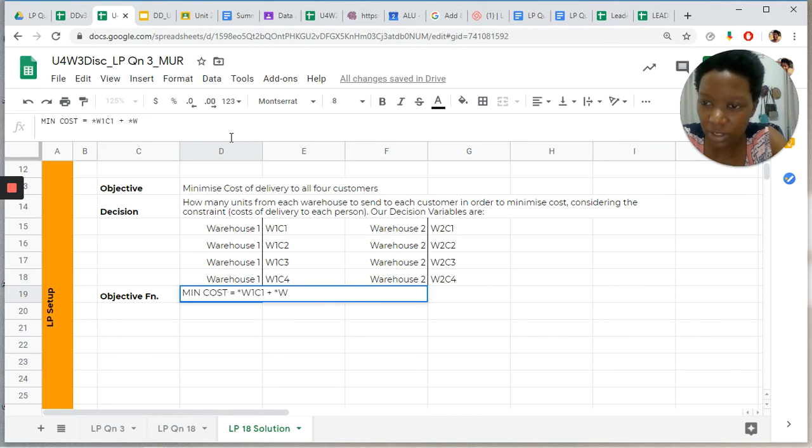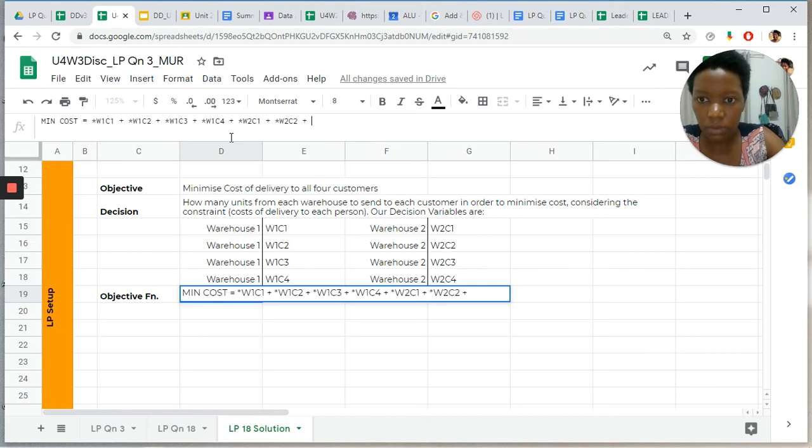Let's do this in order of warehouses. Warehouse 1, customer 2. Also warehouse 1, customer 3. Also warehouse 1, customer 4. Then I can go to warehouse 2, customer 1, warehouse 2, customer 2, warehouse 2, customer 3, and whatever it costs to go from warehouse 2 to customer 4.